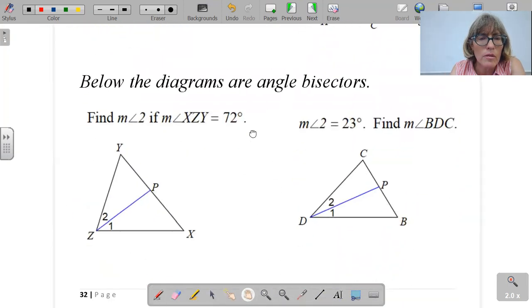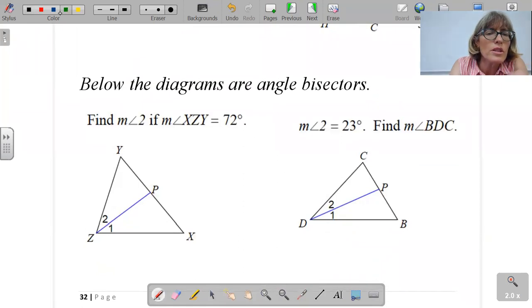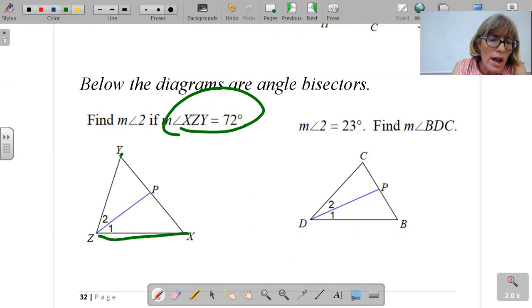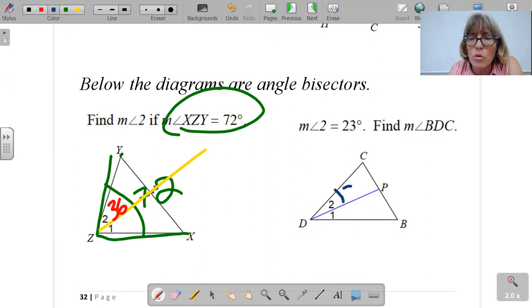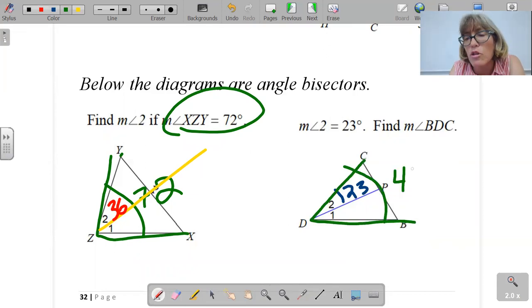Down here, if this entire angle X, Y, Z is 72, and this is an angle bisector, angle 2 is going to be 36, which is half. Right here, if angle 2 is 23, and that's an angle bisector, this entire angle is simply double of that. You should have gotten 46 degrees.